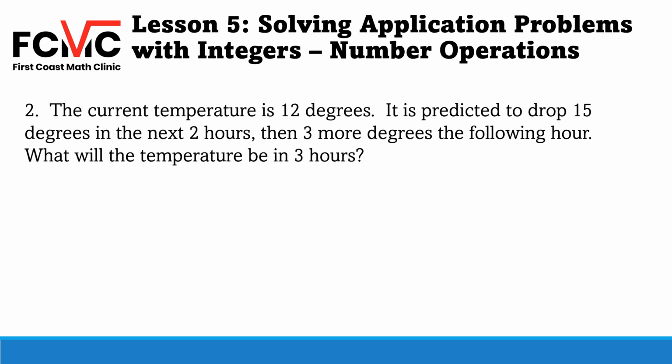For number 2, the current temperature is 12 degrees. So let's just get some information. So the current temperature is 12 degrees. It's predicted to drop 15 degrees in the next 2 hours, then 3 more degrees the following hour. What will the temperature be in 3 hours? So it's going to drop 15 degrees. So it starts at 12 degrees. So it's a positive 12 degrees. It's going to drop 15 degrees. So this is going to be a minus 15 in 2 hours. Then it's going to drop 3 more degrees. So that's going to be another minus 3.